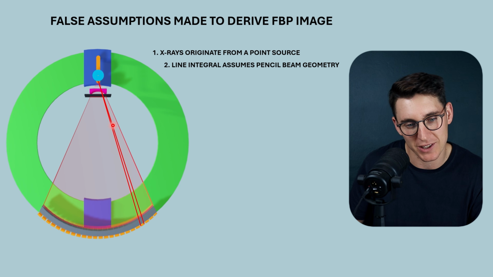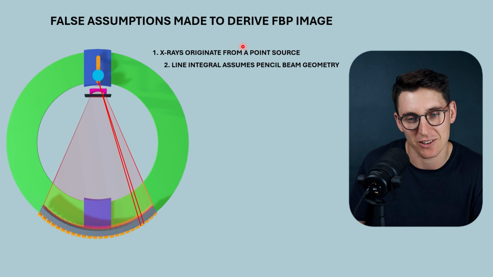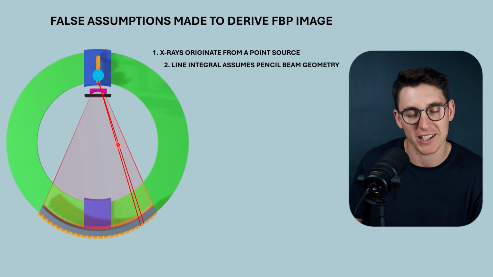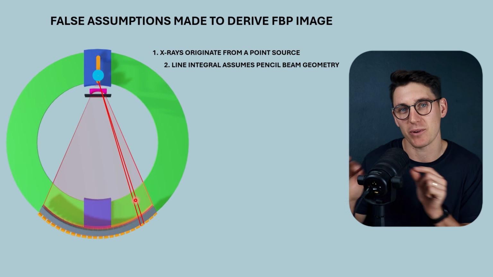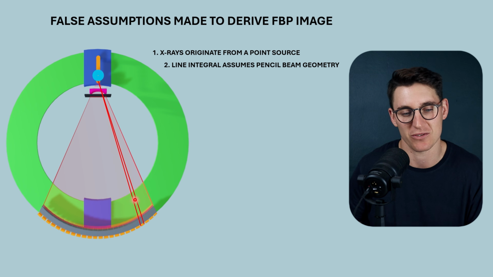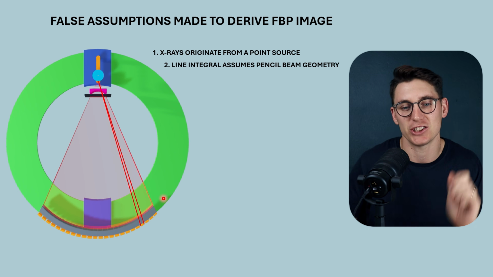So we're not sampling equal voxel widths here as we head through the patient. That width is getting larger and larger. Again, in filtered back projection, we assume that each voxel is an infinitely small point along this line integral here, and we add up those linear attenuation coefficient values when we go about generating our image. We don't account for the changing geometry.